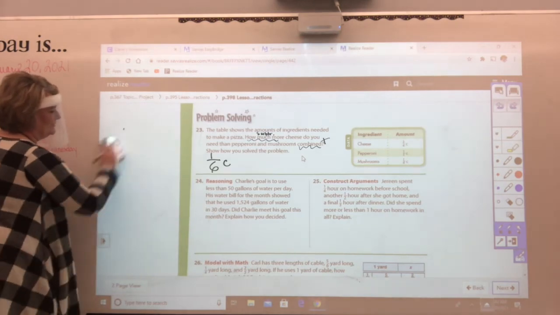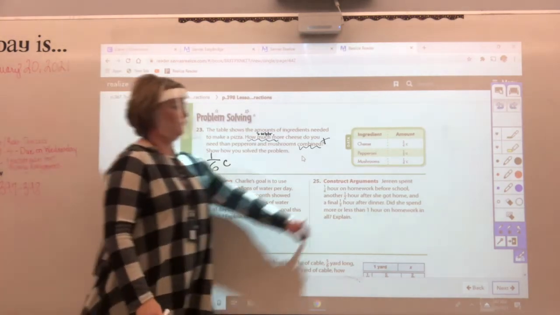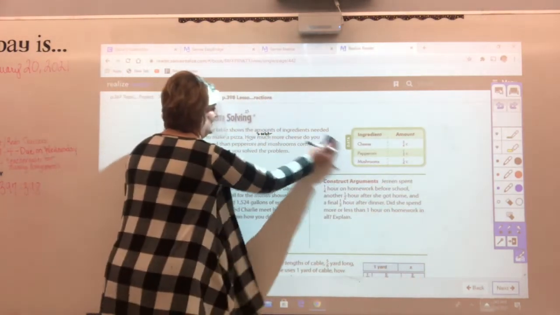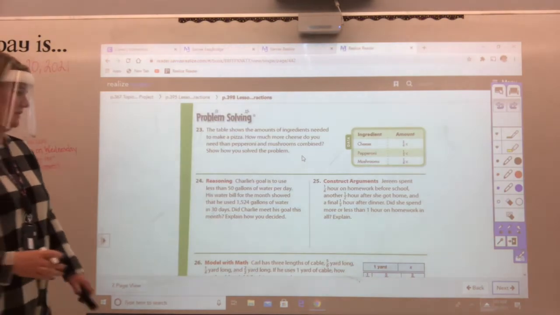If you love cheese, too bad that doesn't say 3/4 of a pound. If you love cheese on pizza, who loves cheese on pizza? Like where it's all stringy and stuff? Yeah.